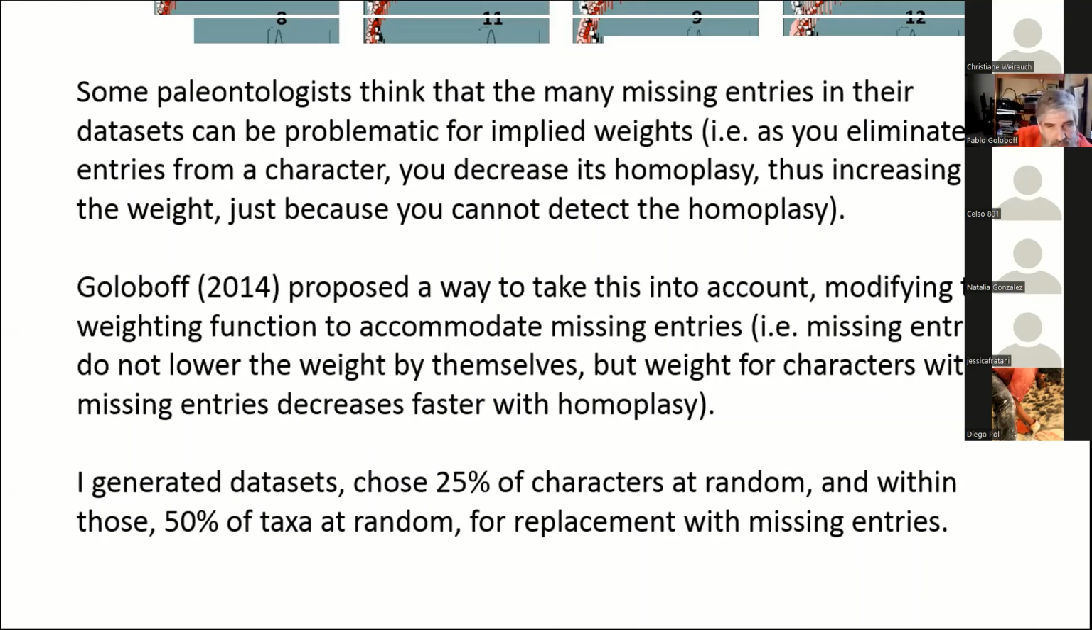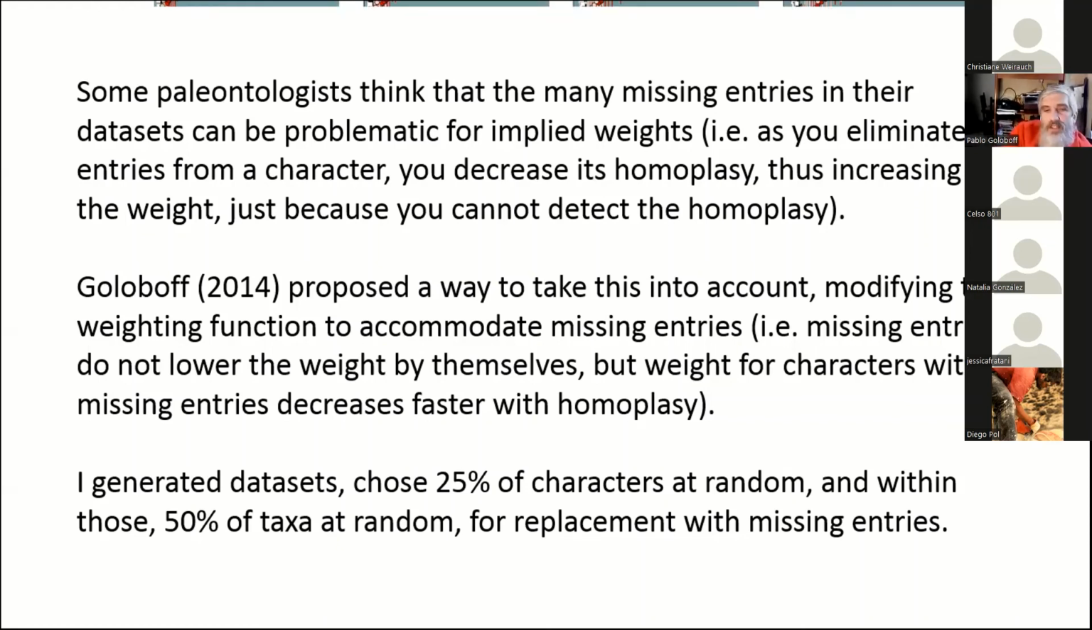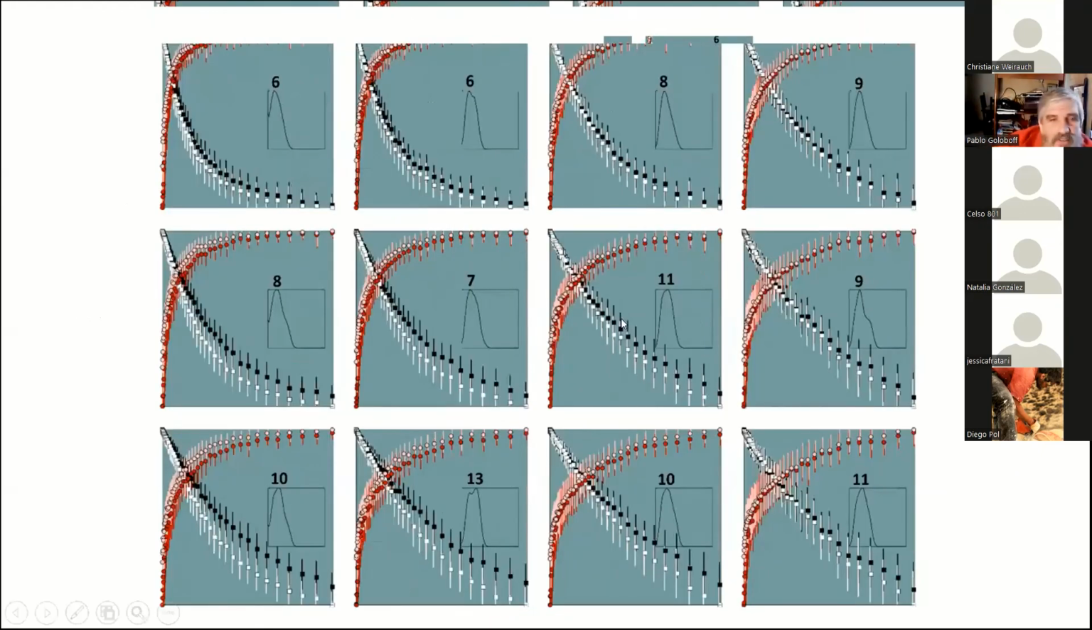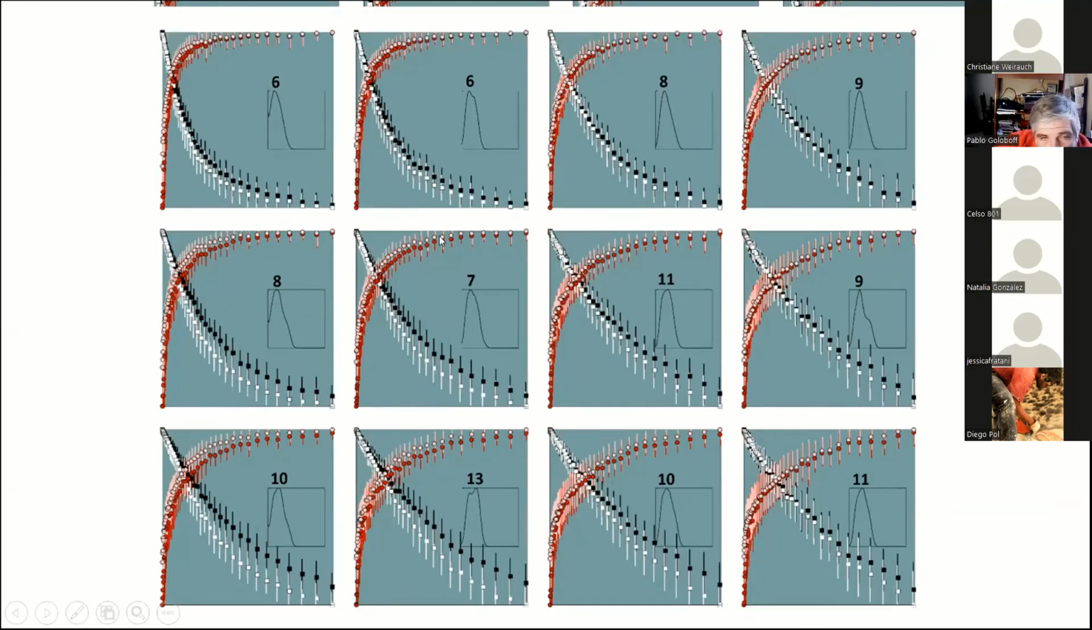So I generated data sets, chose 25% of characters at random, and for those chosen characters, I chose 50% of the tags at random for replacement with missing entries. You do another 180,000 analysis, and again, you have exactly the same pattern as before. As you have very, very large numbers of characters, implied and equal weights converge to the same results, but for a medium number of characters, implied weights has a substantially better performance in terms of distance to the model tree, either when measured with Robinson-Foulds distance, as the curves below, or when measured with the retention index, as the curves on top of the diagram.